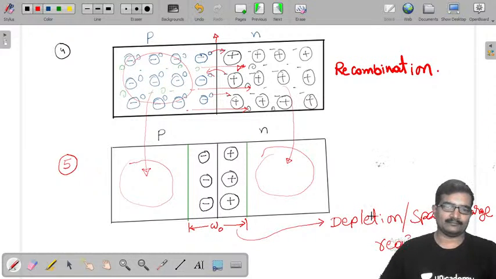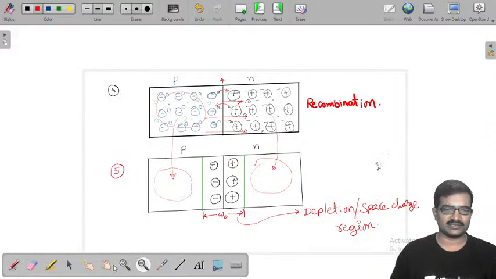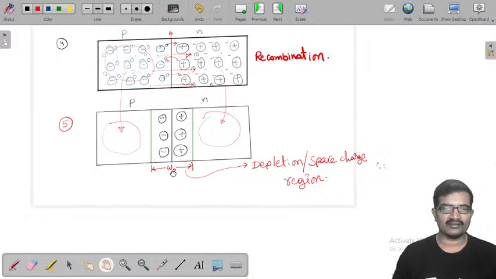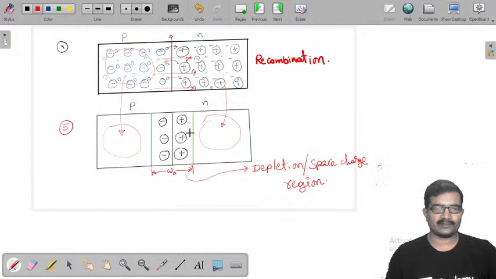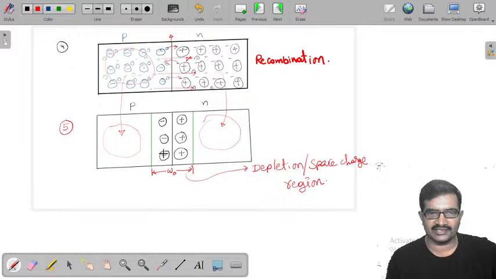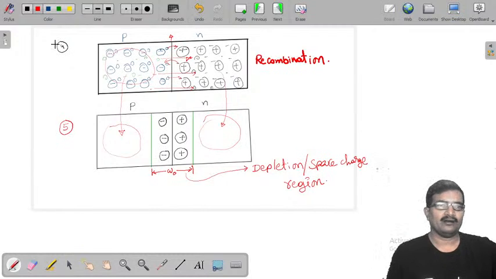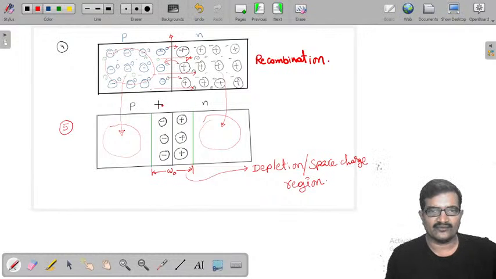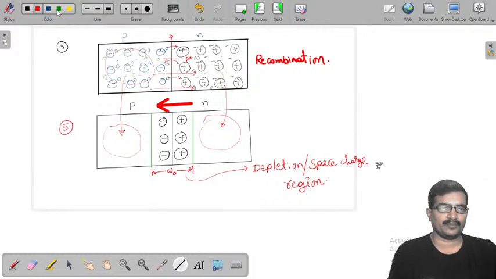Now you observed one thing. Once a space charge region is there, it shows a dipole moment. That means there is a net positive charge on one side and a net negative charge on the other side, from the immobile ions. It results in an electric field directed from N region to P region. This is the electric field.